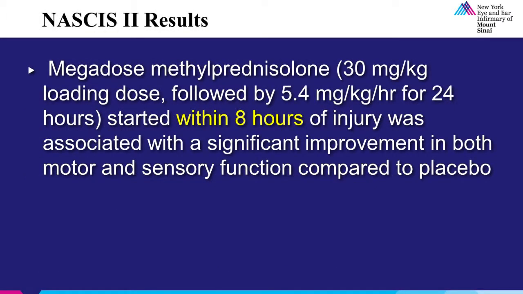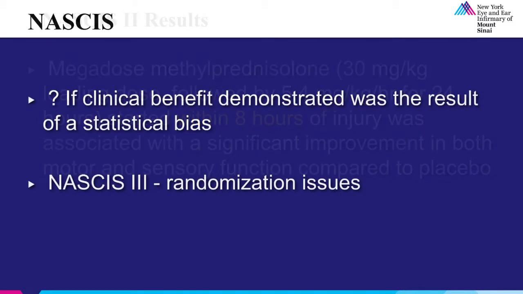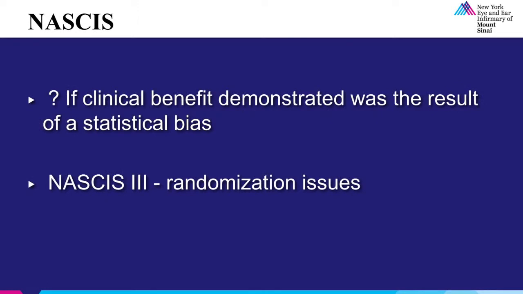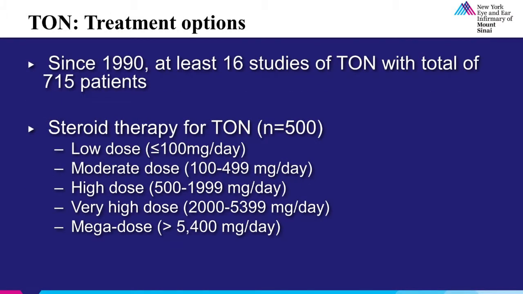Within the study, megadose methylprednisolone at a loading dose of 30 milligrams per kilogram, followed by 5.4 milligrams per kilogram per day for 24 hours, was started within 8 hours of injury. This protocol was associated with a significant improvement in both motor and sensory functions compared to placebo. However, this study was criticized as to whether the clinical benefit demonstrated was actually the result of statistical bias. A follow-up study, the NASCIS-3, was also performed, though there were randomization issues. Since 1990, at least 16 studies of traumatic optic neuropathy have been published in the peer-reviewed literature, with a total of 715 patients.